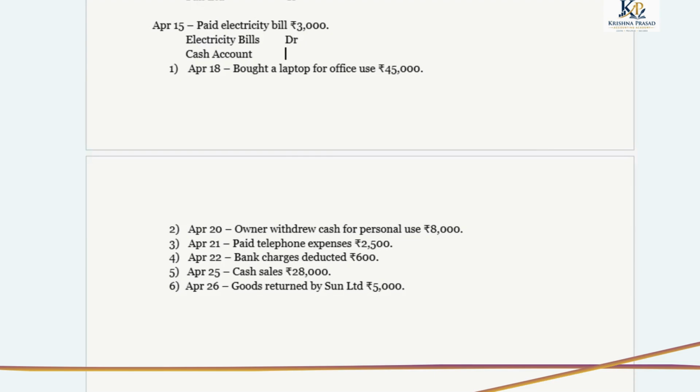Next, cash account. Cash is an asset. It will come under real account. What is the real account principle? Debit what comes in, credit what goes out. So cash is coming to the business or going out of the business? Going out of the business. That means we need to credit cash.